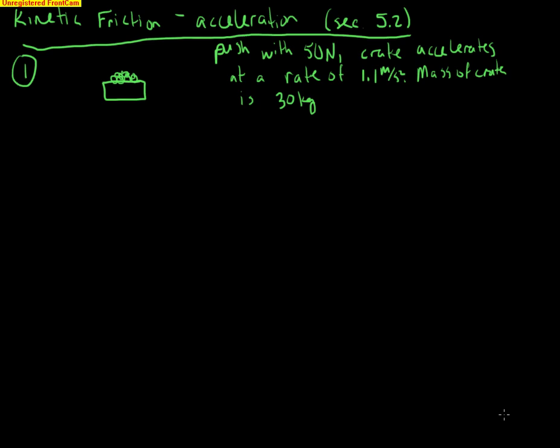Alright, for our final video here we're going to talk about kinetic friction again, but this time when we have an object that's accelerating. So let's say we have a crate of apples and we need to push this across some sort of belt in order to load it onto a truck. So we push with a force of 50 newtons and the crate accelerates at a rate of 1.1 meters per second squared. The mass of the crate is 30 kilograms.